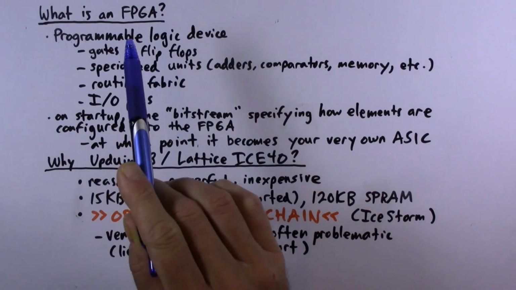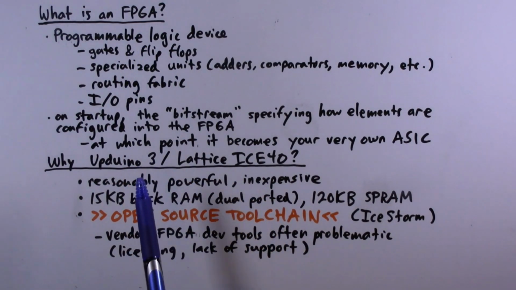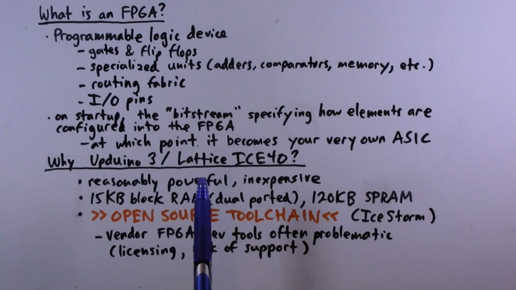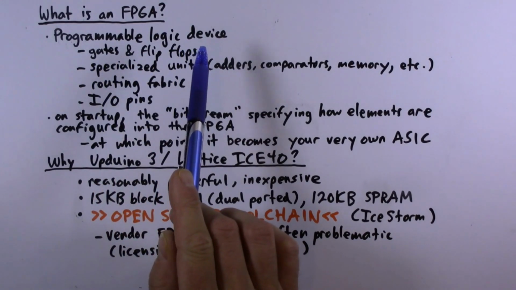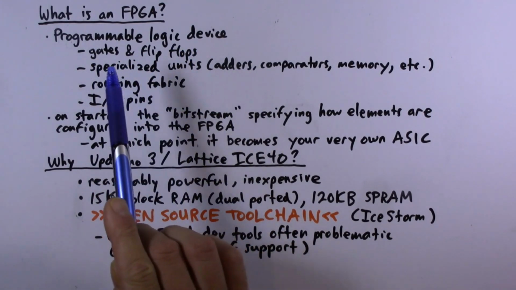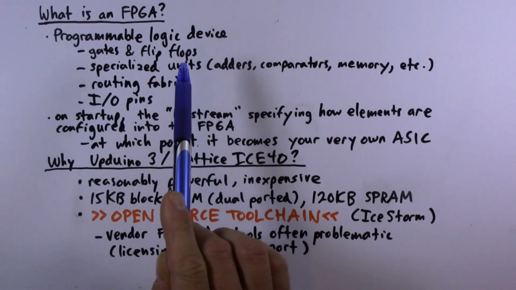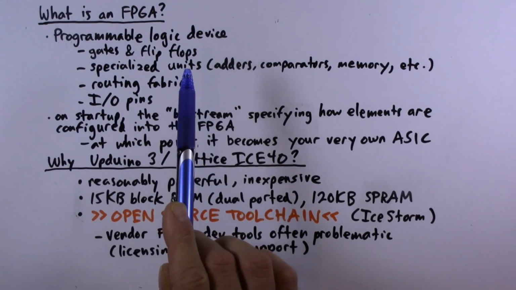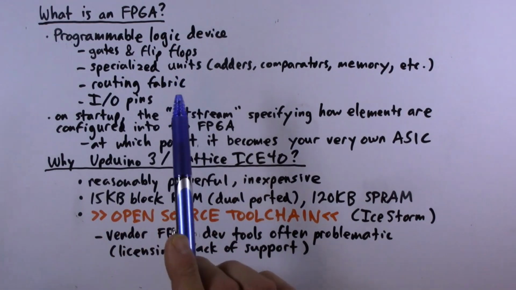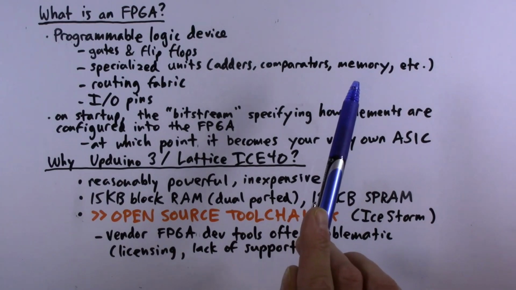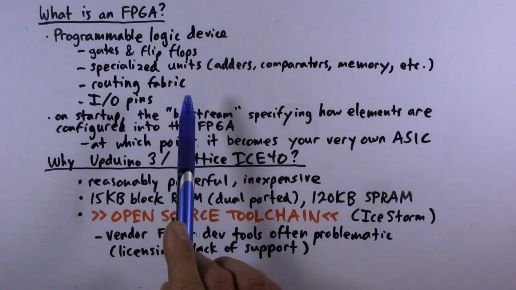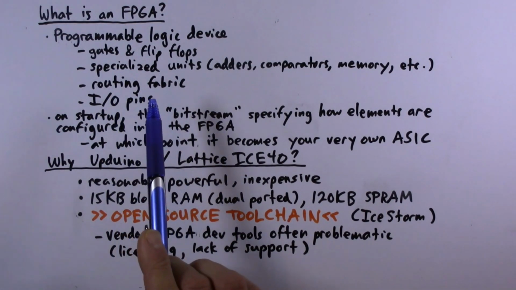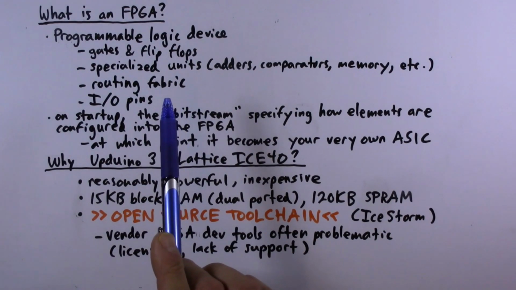Alright, so let's talk a little bit about what FPGAs are and also why I have chosen to try the Upduino 3, which uses the Lattice ICE40 FPGA. So an FPGA is a programmable logic device, and essentially it's a whole bunch of gates and flip-flops that are just sitting on the chip waiting to be configured into some digital circuit. It also contains some number of specialized hardware units, things like adders or comparators. There's often memory on an FPGA and other kinds of specialized components, and there is a routing fabric that essentially allows you to connect them together to form any digital circuit that works with the particular types of hardware that the FPGA has.